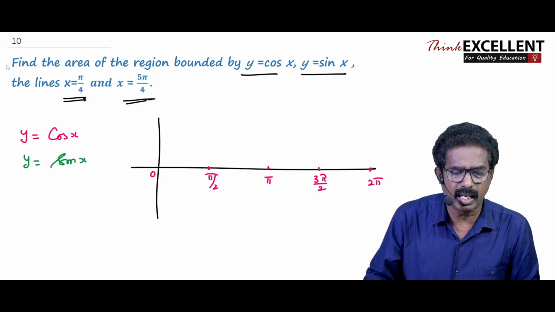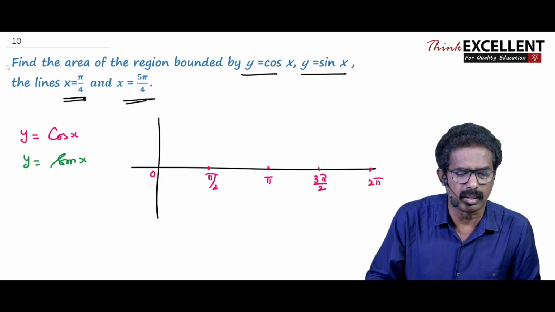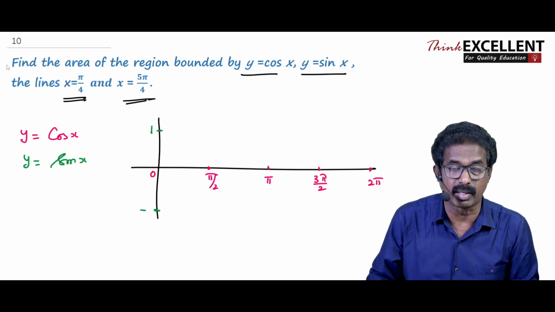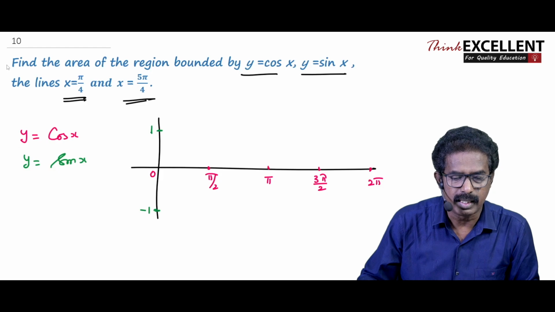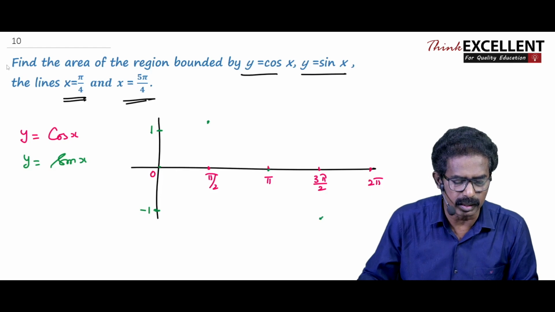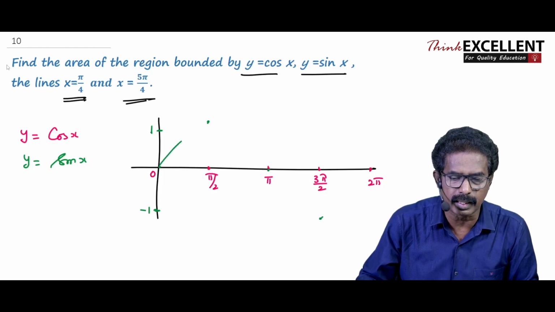So now I am going to draw the sine curve. Sine has maximum value 1 and minimum value minus 1, for both sine and cos, right? Here sine 0 is 0, sine 90 is 1, then 0, then minus 1, then 0, right? So the sine curve will be like this.